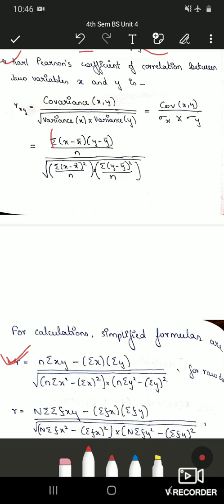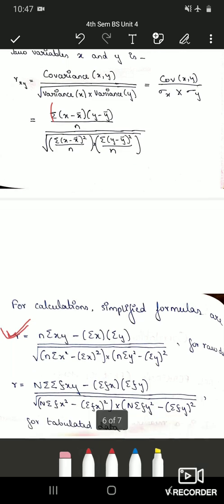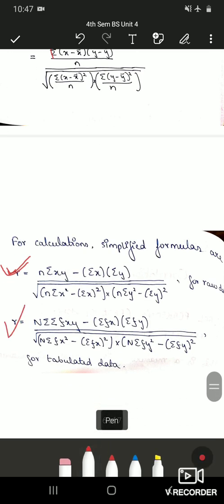It is n into summation xy minus summation x into summation y, whole divided by the square root of n into summation x square minus summation x whole square. And for the variance of y, in place of that you have to write n into summation y square minus summation y the whole square. So this is the formula for tabulated data, but you have problems based on only raw data, not for tabulated data. But just remember the formula.